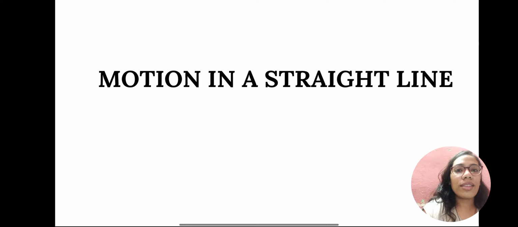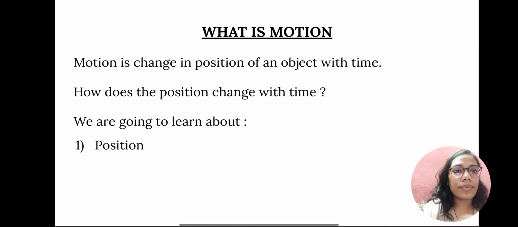My name is Laxita. Today we are going to discuss a topic named motion in a straight line. As you can see, the title itself has two keywords: first, motion, and second, straight line. Let's talk about the first keyword.